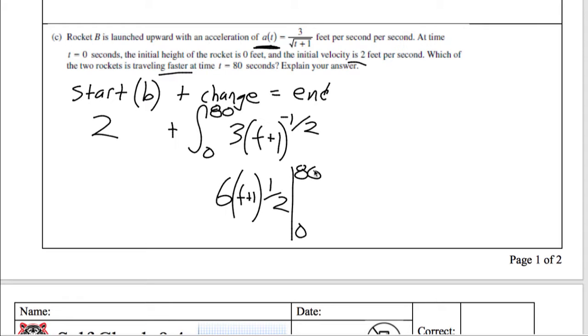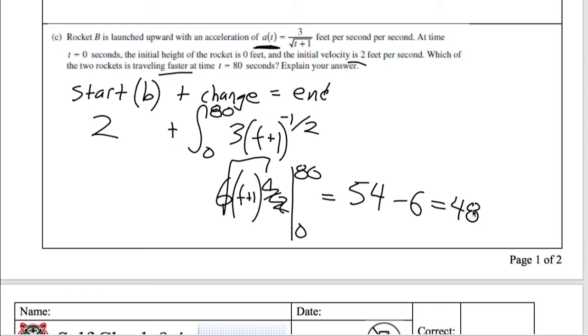When I plug in, this is supposed to be to the power of 1/2. It's kind of confusing there, but it's really going to be the square root of all this. So 6 square root of t plus 1. 80 plus 1 is 81. Square root of 81, 9. So 9 times 6 is 54. And then when I plug in 0, 0 plus 1 is 1. Square root of 1 is 1. 1 times 6 is 6. 54 minus 6 is our final answer. Well, not our final answer, but rocket B's velocity. 54 minus 6 is 48.